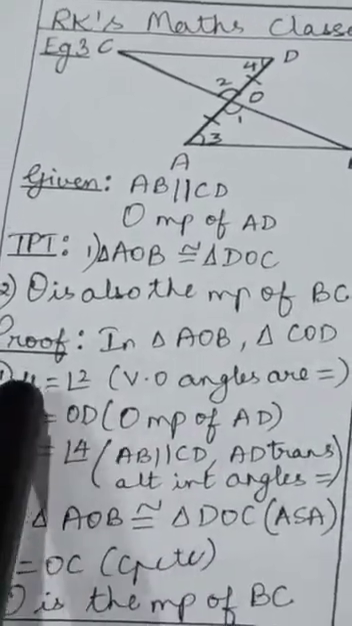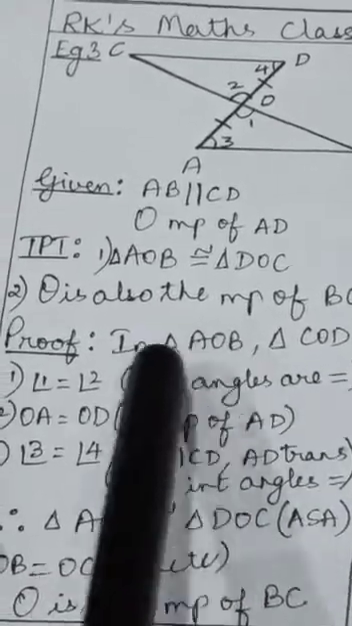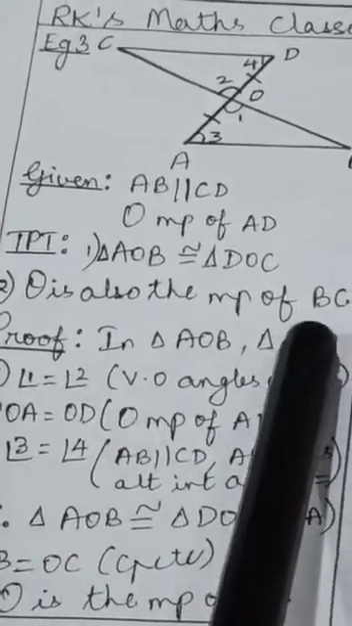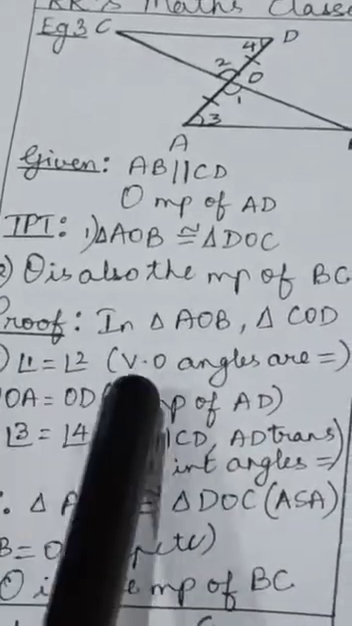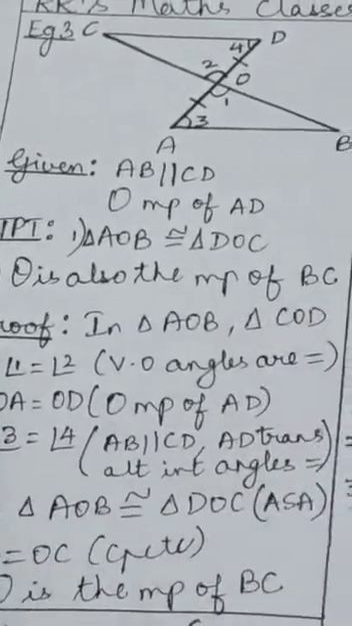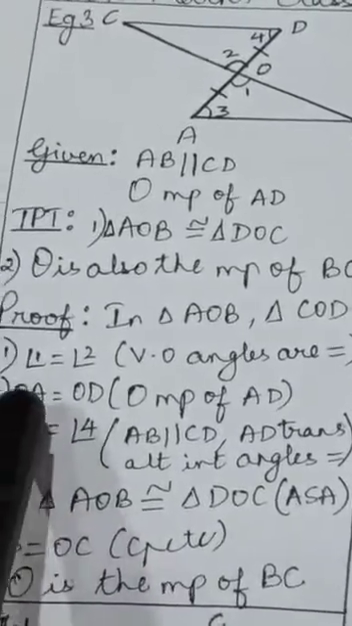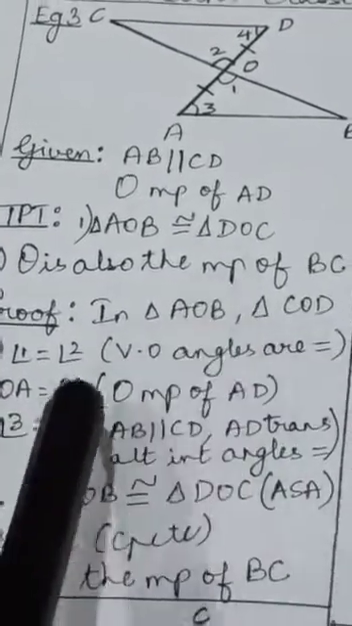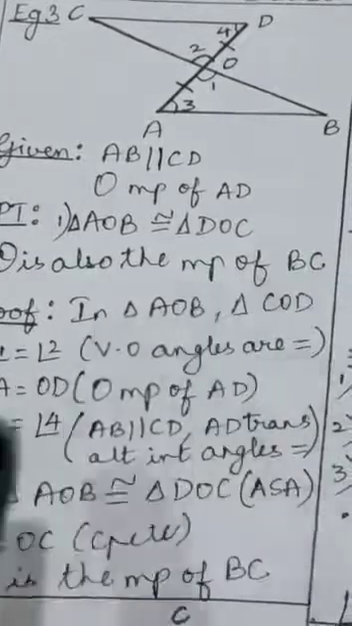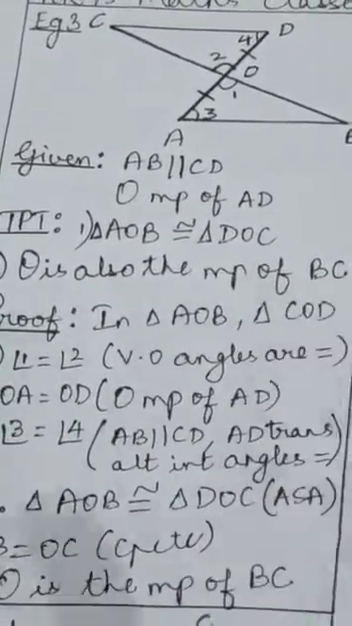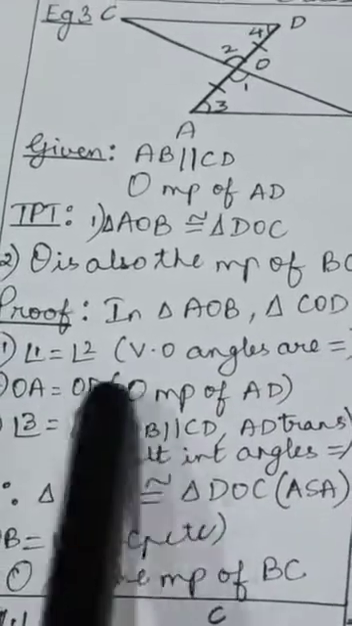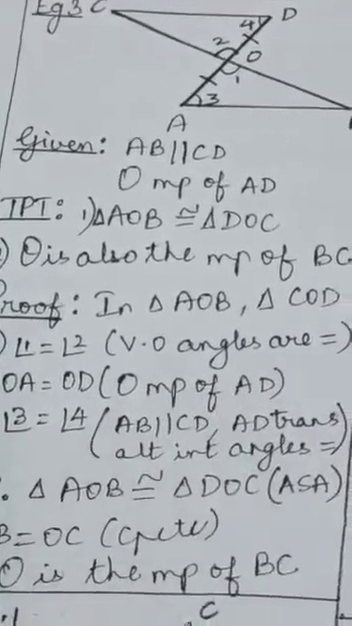Remember, angle 1 is of the first triangle. Angle 2 is of the second triangle. So you will have to list out pairs of equal angles or equal sides of these two triangles. So now see here again, we have OA of this triangle equal to OD of this triangle. OA is the side of this triangle. OD is the side of this triangle. And they are equal because it's given that O is the midpoint of AD.